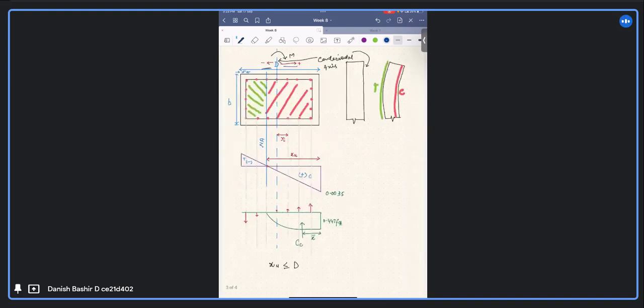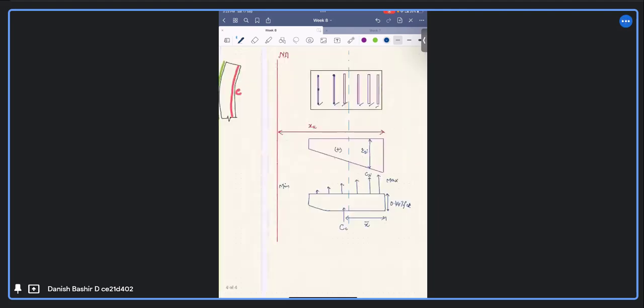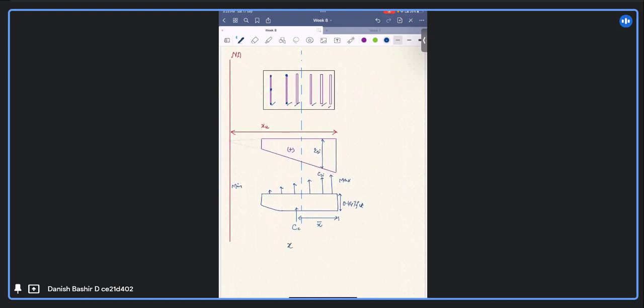Same will be the case here. I forgot to write it here. Same would have been here, epsilon SI. This was the case for XU less than or equal to D. The case that I drew here is XU greater than D, where the neutral axis lies outside the column section.